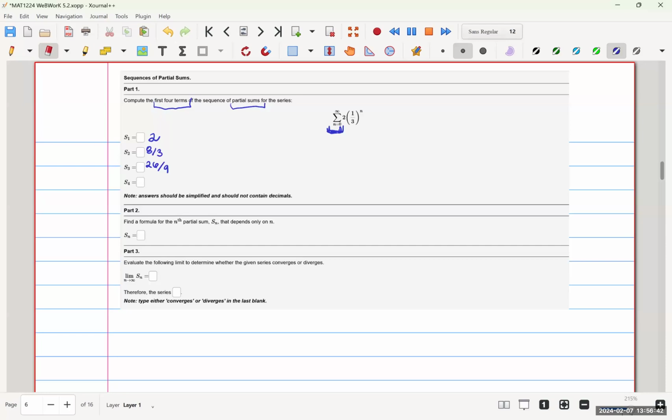And now we have 26 over 9 plus, now we have 3, so we have 2 times 1/3 cubed, which is 1 over 27, which is just 2 over 27, plus 26 over 9. And that simplified is 80 over 27. Okay, that is all of part 1 done.